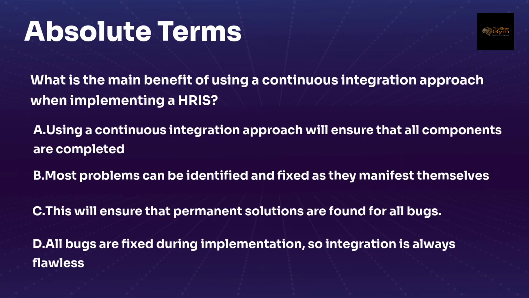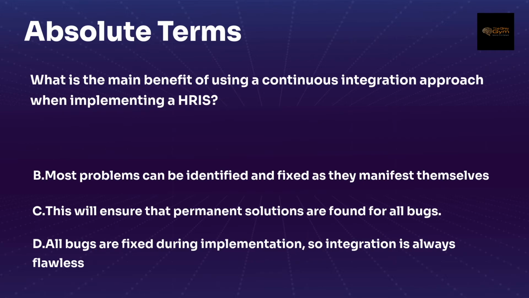Great. Let's look at the options now. Option A is, using a continuous integration approach will ensure that all components are completed. Now in this statement, we find two absolute terms, all and completed. However, the question uses the verb implement as an ongoing process and not a final outcome. Implementing is an ongoing process, whereas the word completed is a final outcome. So we can eliminate this option as well.